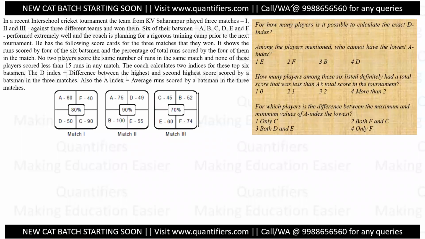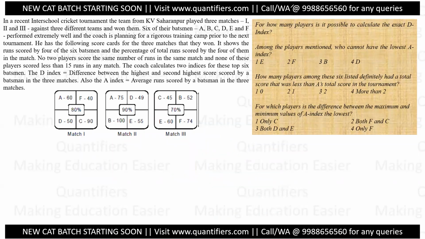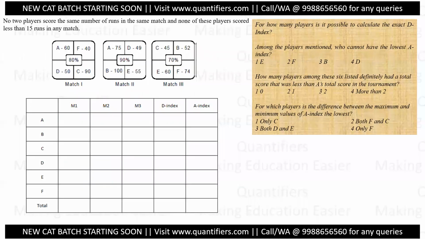So basically there are 6 players, A to F, and they are playing 3 matches: match 1, match 2, match 3. So one thing is for sure, that we have to make a table like this. हमें एक table बनाना पड़ेगा जहाँ पे हम सारी values लिखेंगे. So let us just start writing it. Let us try to understand कि हमें क्या क्या करना है.